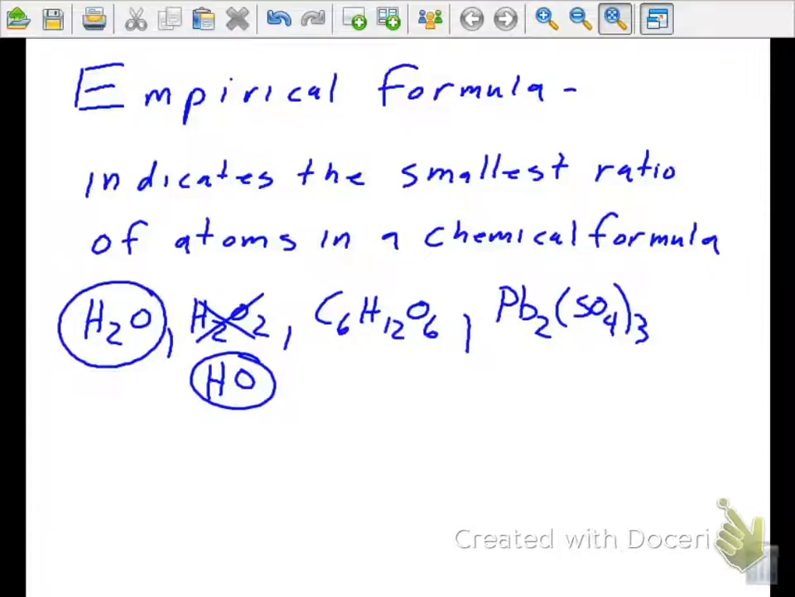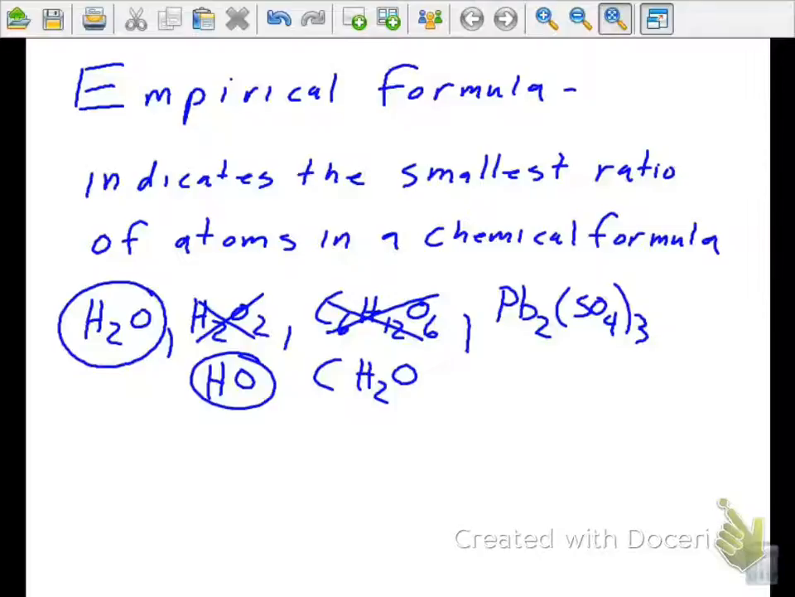How about glucose? This is glucose. Is that the simplest ratio for glucose? No. What's the simplest? C1 H2 O1. They're all divisible by 6, right? The smallest ratio is 1 to 2 to 1. Oh, so I was dividing by 6 too.